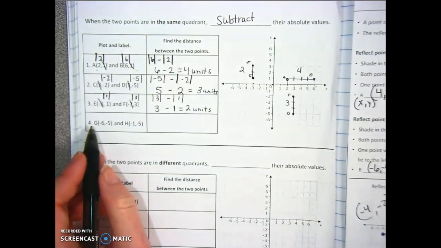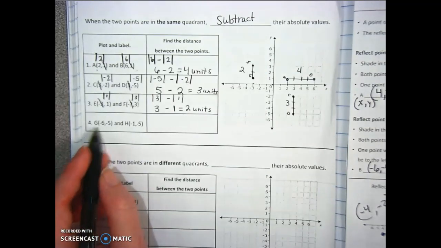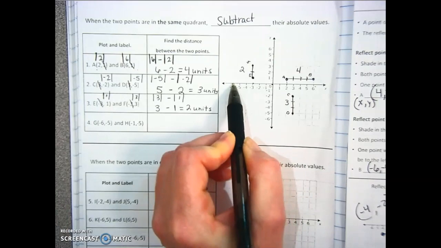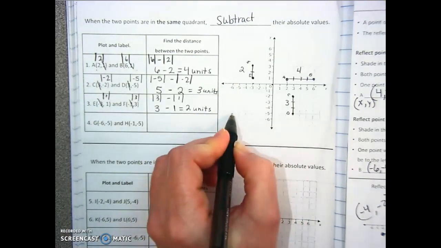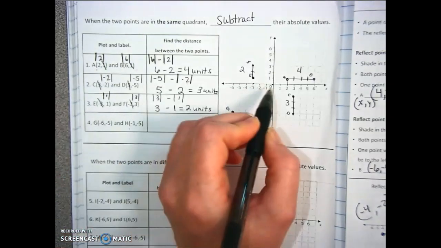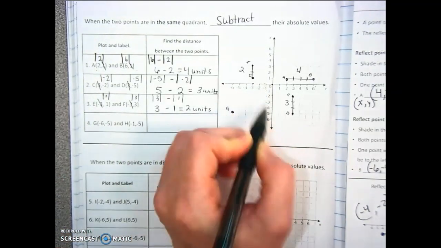All right, last, number 4. We have G, which is -6. So start at your origin, go over to -6, and go down to -5. And that's G. Then you have H, (-1, -5).